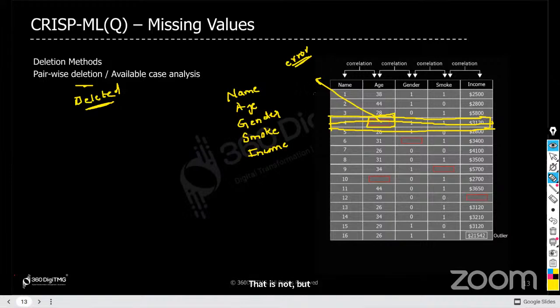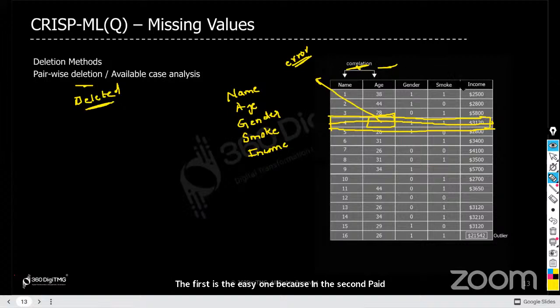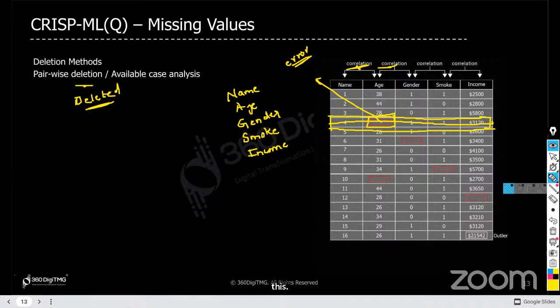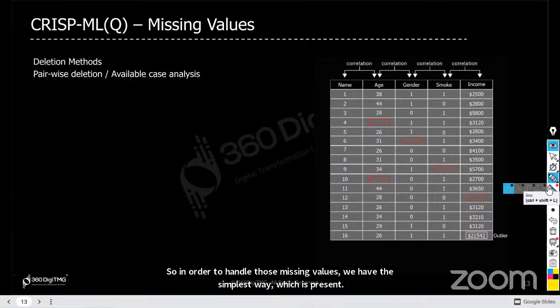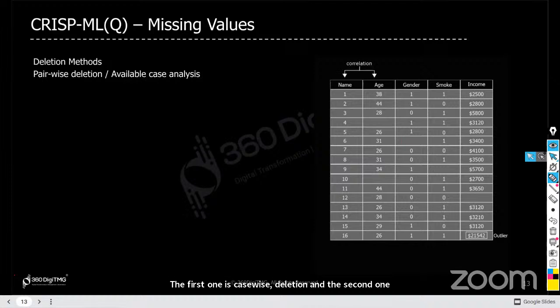But out of the two that we have discussed, case-wise and pairwise, the first is the easy one, because in the second, pairwise deletion, there is a complexity involved because of the correlation step. We have to calculate correlation for every column, which will take a lot of time. So in order to handle missing values, we have simple strategies: the first is case-wise deletion, and the second is pairwise deletion. There are also some other imputation methods present. Before going into that, we will have a quick 10-minute break and we'll get back.